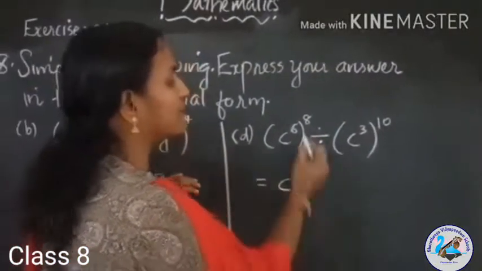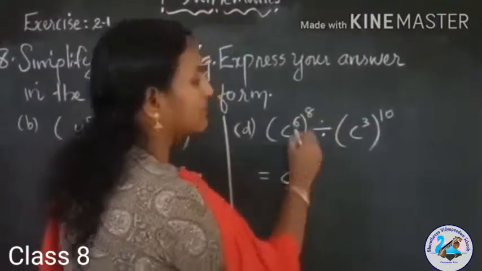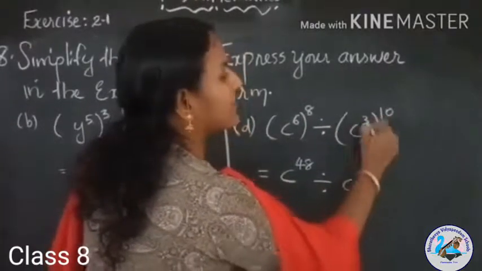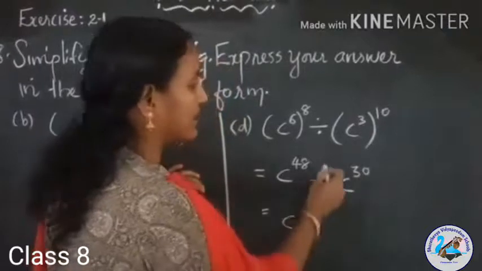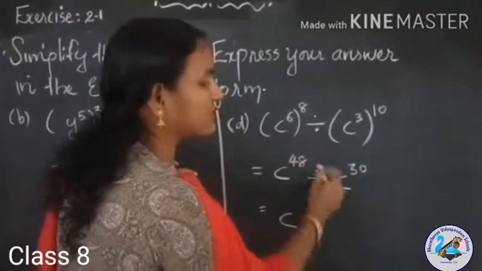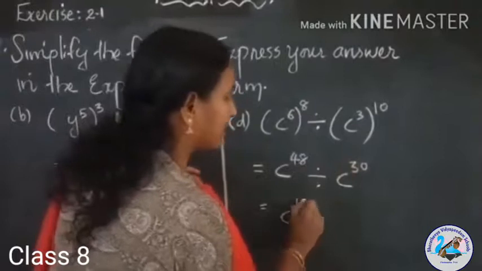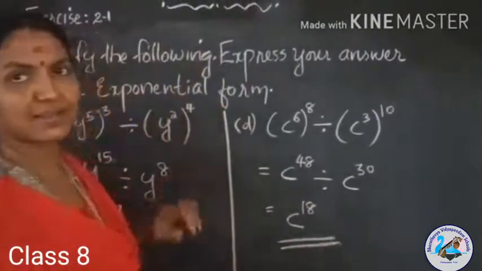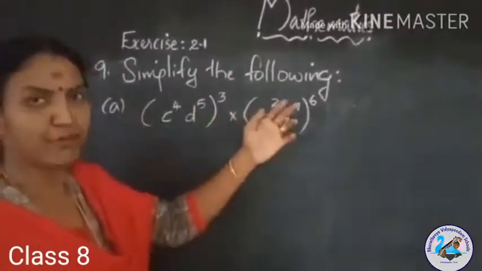c raised to 6 into 8, 48, divided by c raised to 3 into 10, 30, is equal to c raised to 48 divided by c raised to 30. Here the operation is division, so subtracting the powers, 48 minus 30, 18. Answer is c raised to 18. Next, question number 9. Simplify the following.